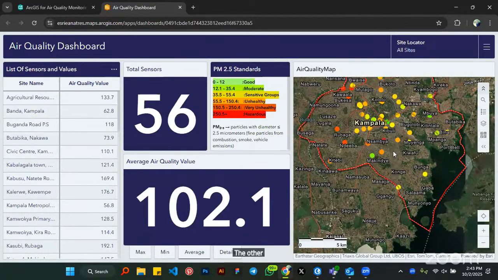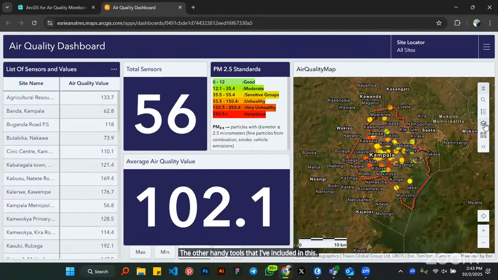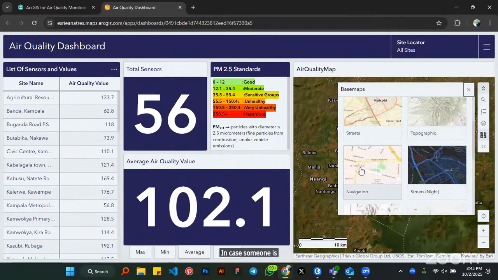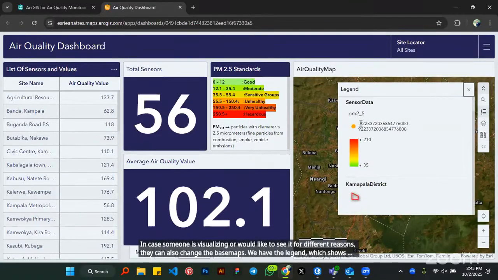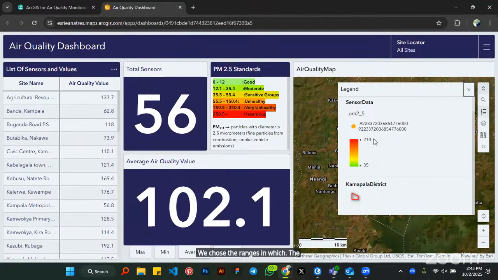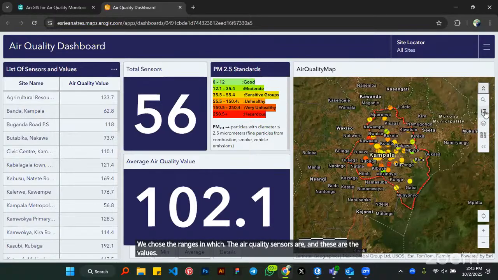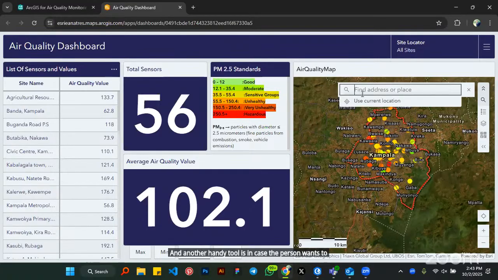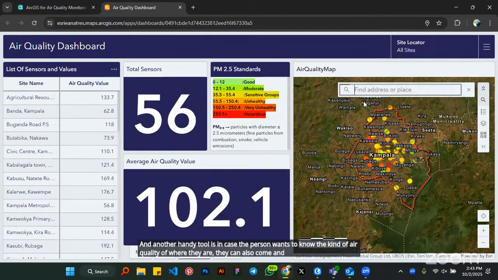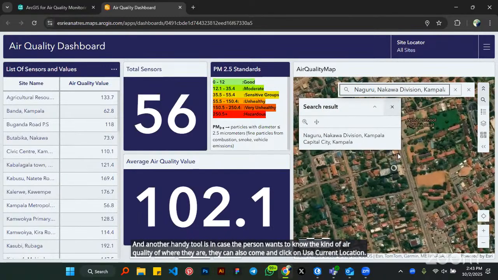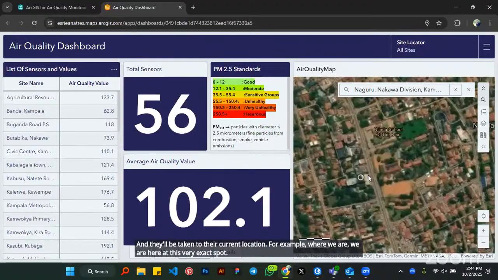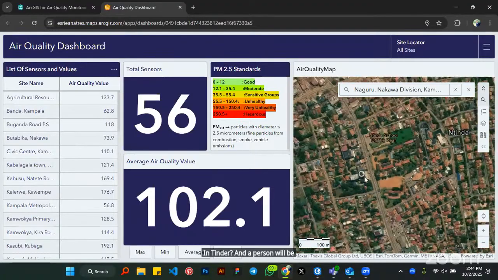The other handy tools that I've included in this, we have different base maps. In case someone is visualizing or would like to see it for different reasons, they can also change the base maps. We have the legend, which shows the ranges in which the air quality sensors are, and these are the values. And another handy tool is, in case the person wants to know the kind of air quality of where they are, they can also come and click on use current location, and they'll be taken to their current location. For example, where we are here at this very exact spot in Tinder, a person will be able to get the data value around that place.